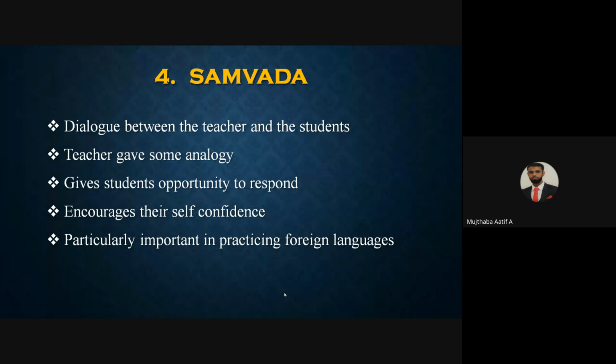Right. Samvada, a certain kind of dialogue. So it was a dialogue between the teacher and the student. There is one very beautiful Samvada in the Upanishad that I am presenting before you.